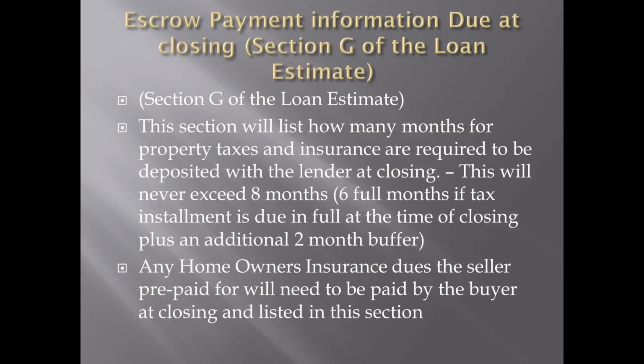Any homeowner's insurance dues that the seller prepaid will need to be paid for by the buyer at closing and listed in this section. Now, when I say homeowners insurance, I actually mean homeowners association dues, not homeowners insurance dues. That's a typo. Homeowners association dues. So if there's an HOA on the property, it's the same exact thing as the prepaid taxes we were talking about earlier, where if they've prepaid for 15 days of the month in advance, then that's going to be a prepaid cost.